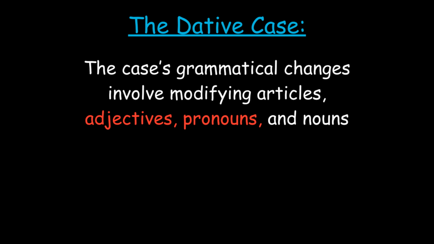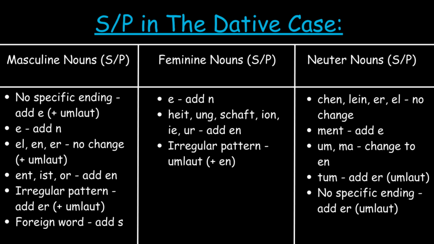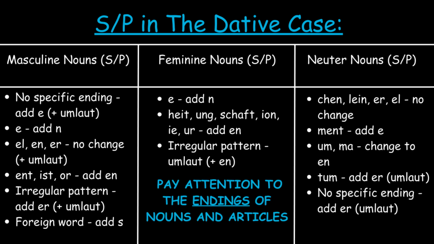Adjectives and pronouns are for future videos, but articles and nouns will be explained in this video. Initially, it's important to understand the patterns for all nouns and how they get modified when singular and plural, as I already explained in my previous videos. In German, you can find masculine, feminine, and neuter nouns that have the following endings, and to pluralize them, we follow these patterns. In the dative, grammatical changes will happen not only in the articles, but also in noun endings. So in this case, it's very vital to pay attention to the endings of nouns and articles.